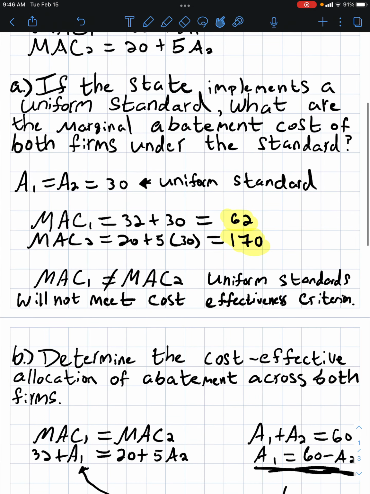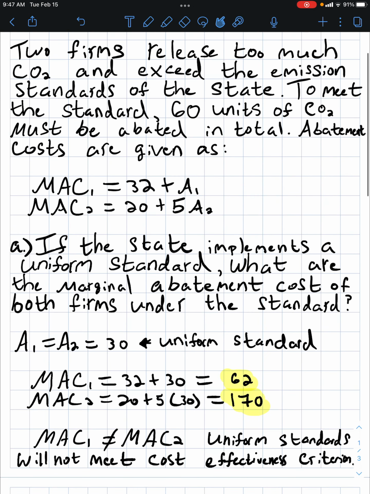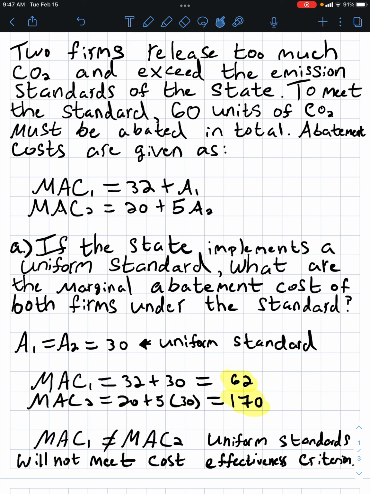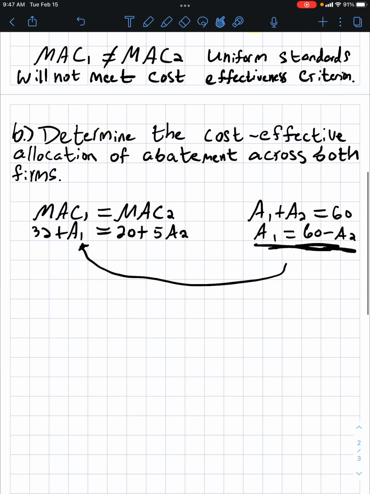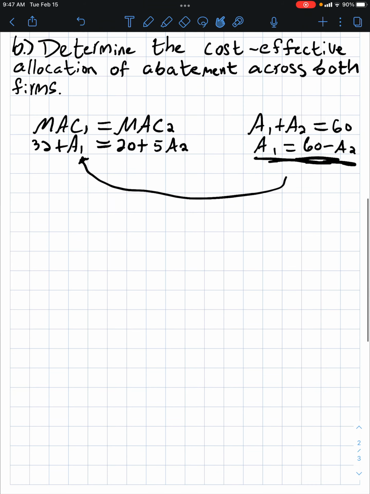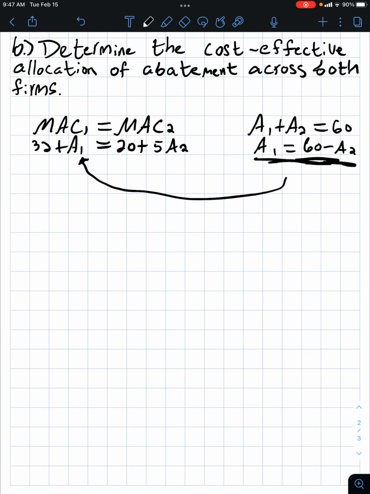And why is A1 plus A2 equals 60? Well, that was our standard requirement of the state from above. To meet the standard, 60 units of CO2 must be abated in total. So A1 plus A2, it doesn't matter how we get there, we must abate 60 in total. Because it's no longer uniform, it doesn't have to be 30 and 30.